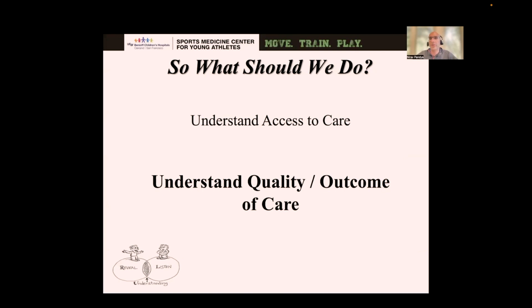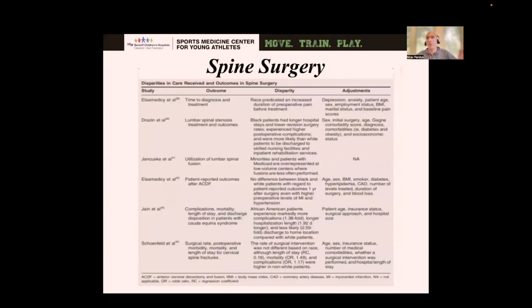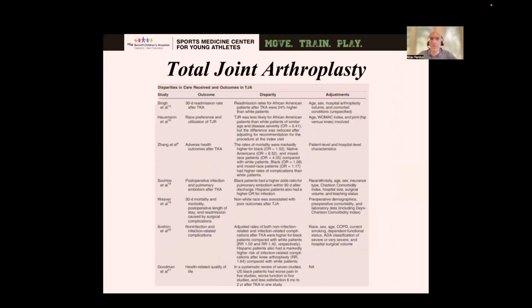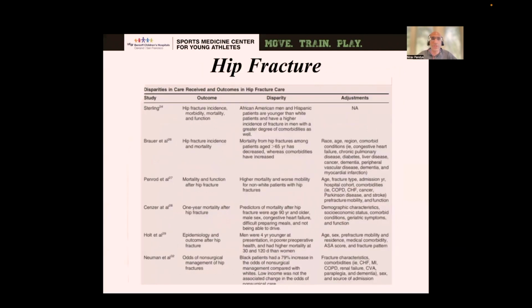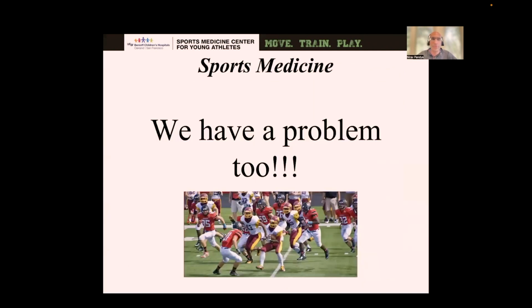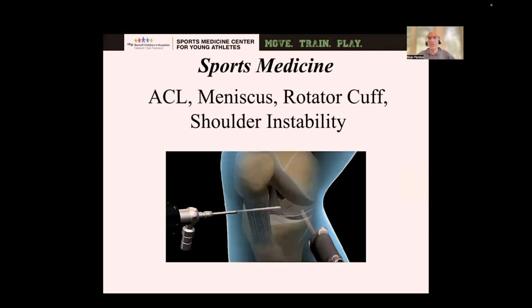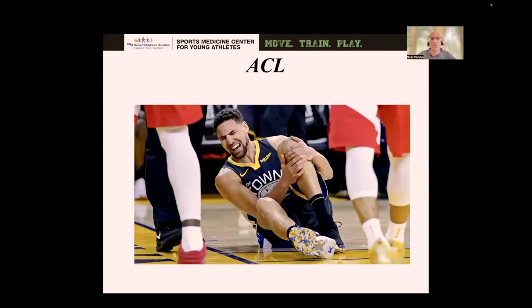Now we need to understand quality and outcome of care in terms of how these healthcare disparities manifest. And there are multiple studies that have looked at how spine surgery basically is impacted from an outcome standpoint based on these factors. You see it in total joint arthroplasty as well. You see it in hip fractures as well. But in sports medicine, we have a problem as well, both from an adult and pediatric standpoint. And you see this in ACL surgery, you see it in meniscus surgery, you see it in rotator cuff issues, you see it in shoulder instability.